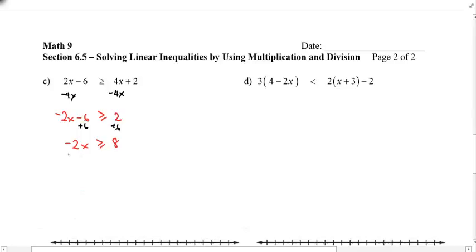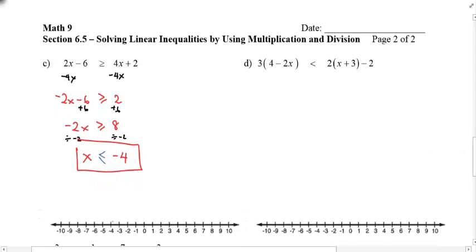Notice here now I'm dividing by negative 2. And so when you're dividing by negative 2, here you must switch the sign. So instead of it being greater than or equal to, we switch it to make it less than or equal to, and the answer is here. Less than or equal to negative 4.